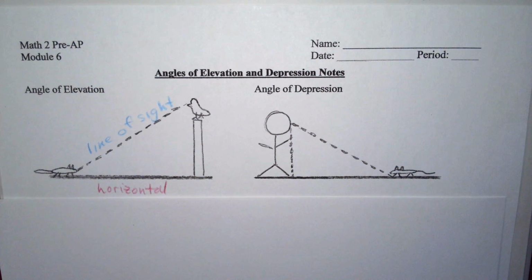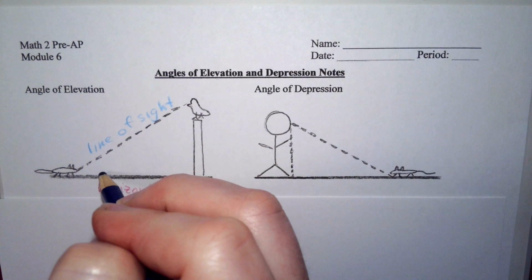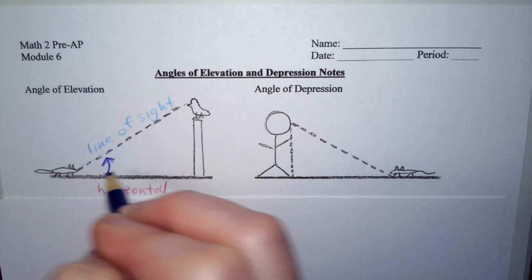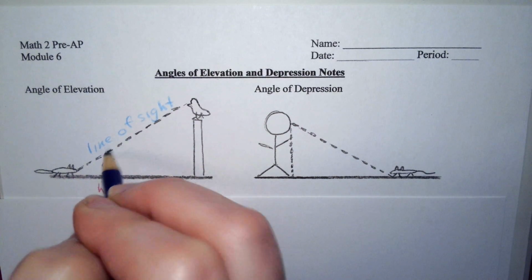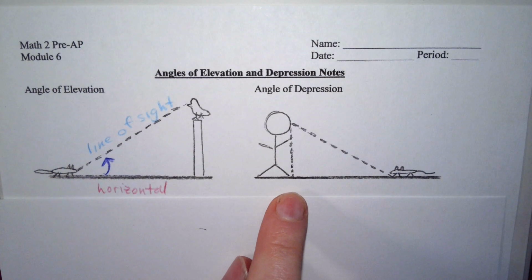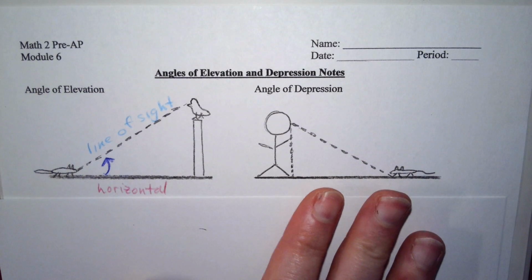Okay? So the angle of elevation goes from the horizontal up to the line of sight. So this is the angle of elevation from the horizontal and up. Okay? Now, angle of depression. The angle of depression is the angle formed between the horizontal and the line of sight to an object beneath the horizontal.